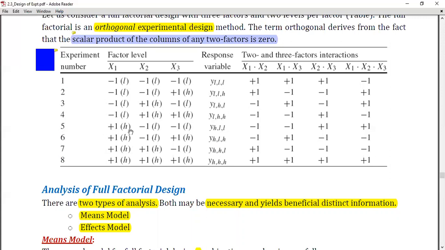For the high side, there are 4 values. I'll take the average, so sum it up and divide it by 4. So that will be the average for the high, and the average for the low. Now take the difference between the two, the difference of highs and lows. That will be the effect because of x1.